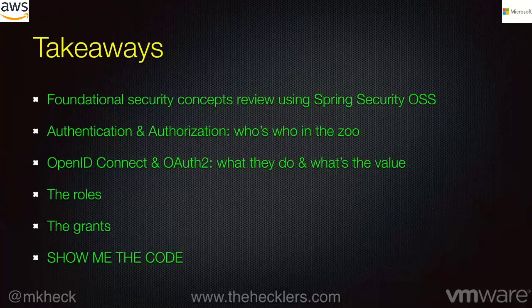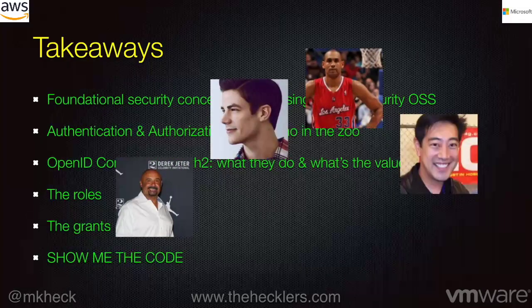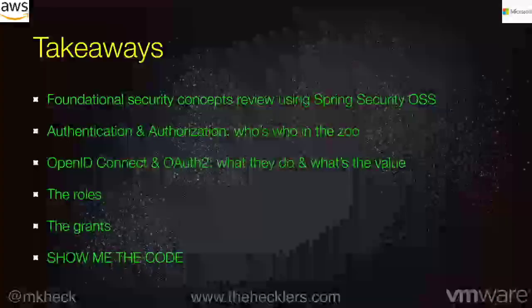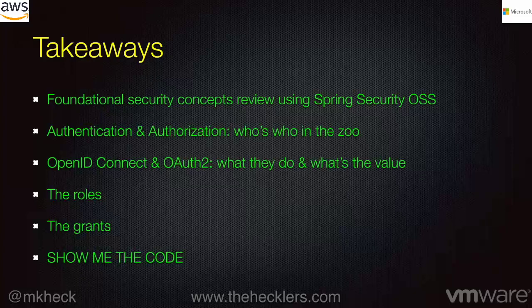We'll talk about OpenID Connect and OAuth2, what they bring to the table, what the value is that they offer. We'll talk about roles involved. We'll talk about the grants involved. No, not those grants. But the grants involved in what we're going to be discussing in terms of authorization grants. And then we'll code, right? Because if you're anything like me, you understand things better when you see them put into action. So that's the best way to do it, right?